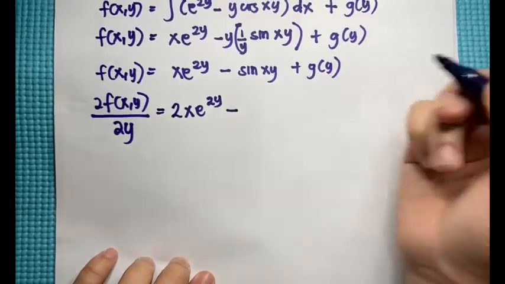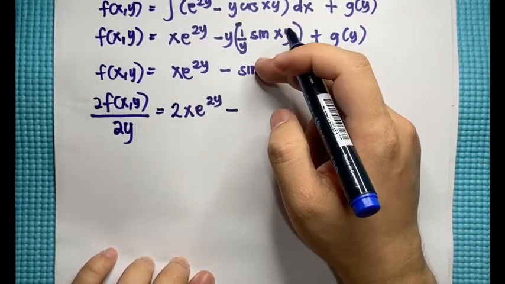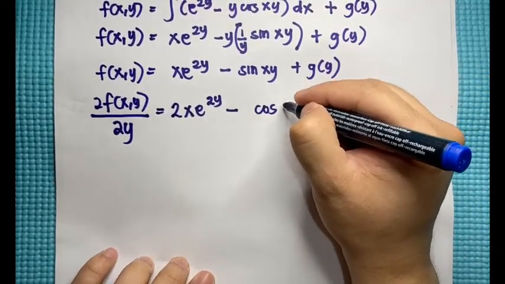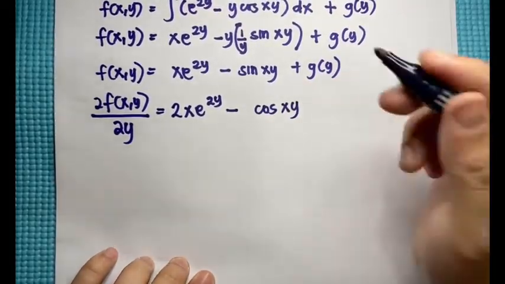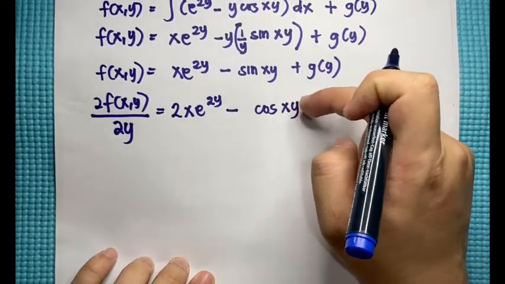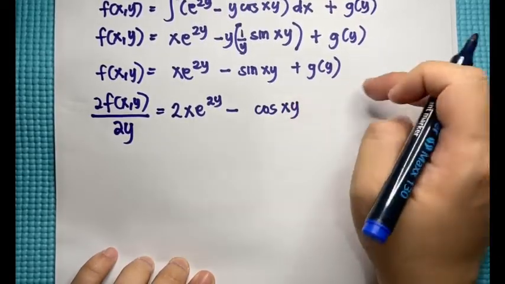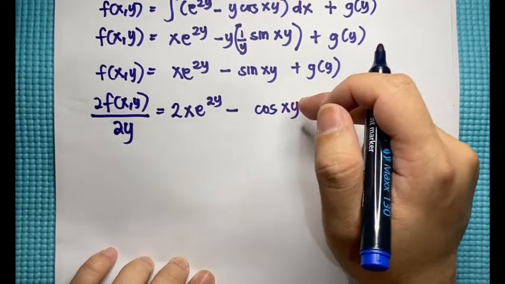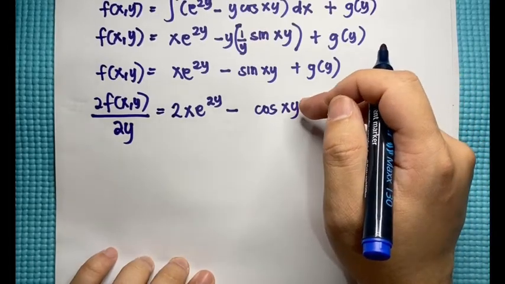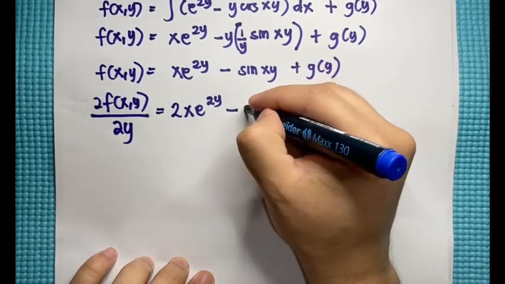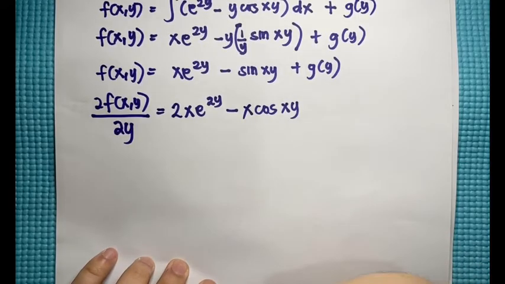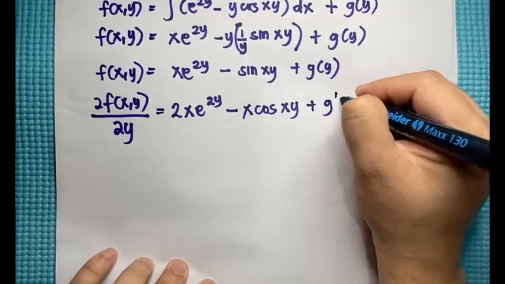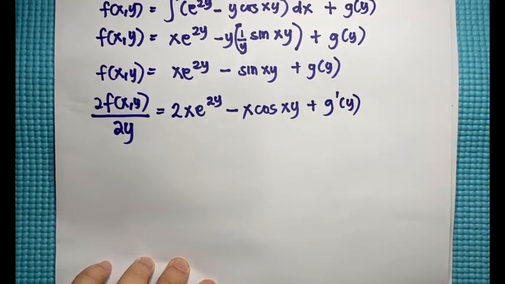And then minus the derivative of sine, which would be cosine xy. Since this is with respect to y, the derivative of xy would be x. So x cosine xy. And then plus g prime of y.